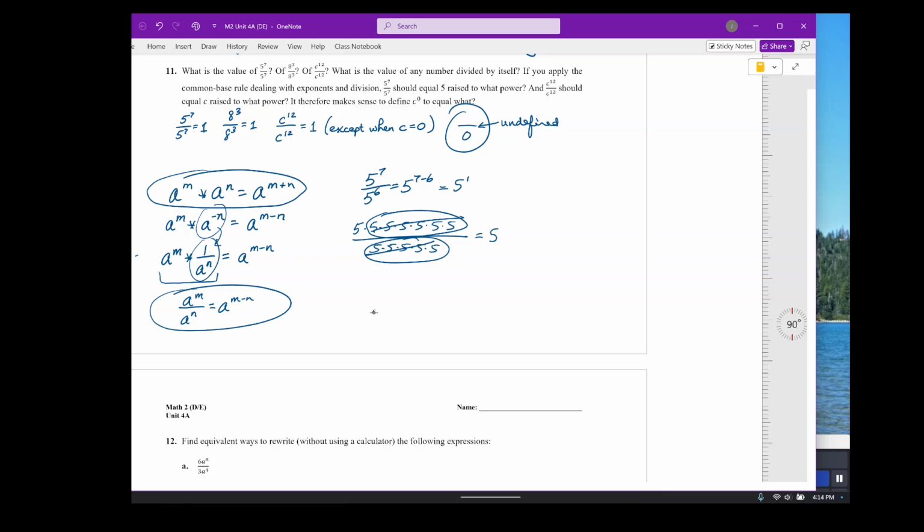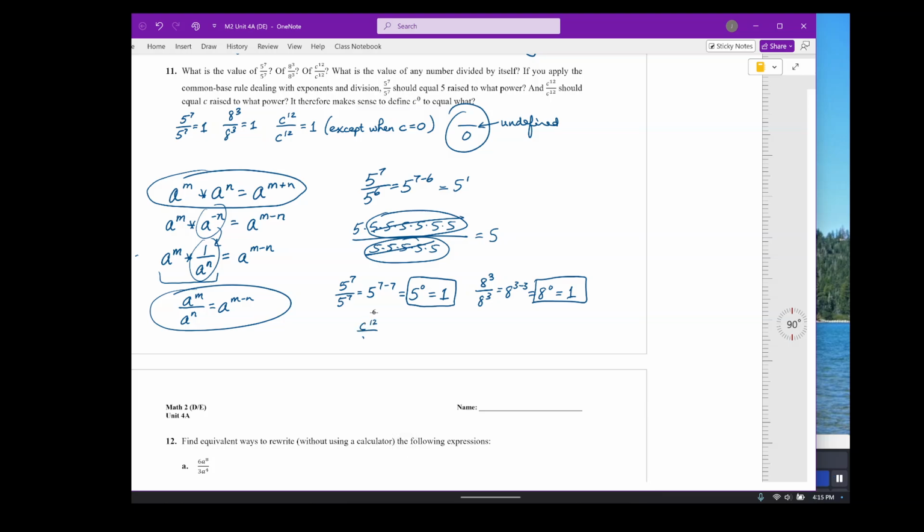So if you're doing something like 5 to the 7th over 5 to the 7th, that's like 5 to the 7 minus 7, which equals 5 to the 0. Now, 5 to the 7 over 5 to the 7 also equals 1. So now we've set up something that says 5 to the 0 has to be 1. If we did it with 8 cubed over 8 cubed and used that new rule, that's 8 to the 0. But we also know 8 cubed over 8 cubed is 1. So 8 to the 0 equals 1.